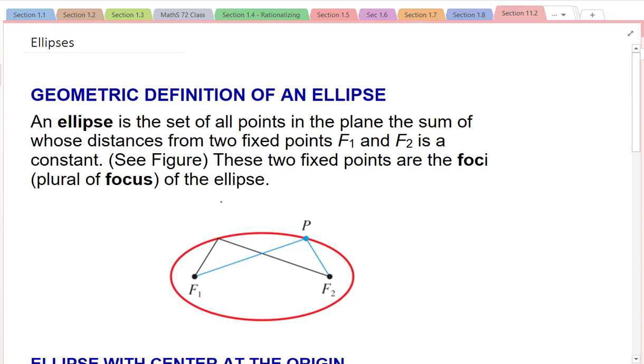Hi there, in this video we're going to talk about ellipses, mainly the geometric definition, and we're going to learn how to find the major and minor axes, the foci, and the eccentricity of an ellipse.